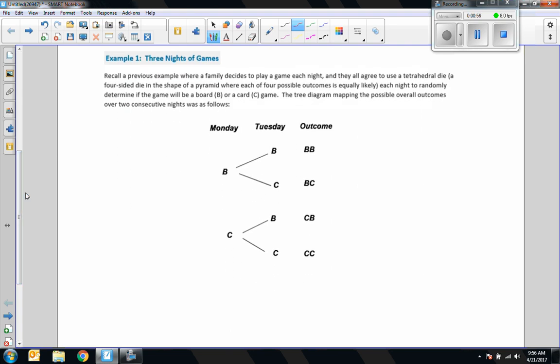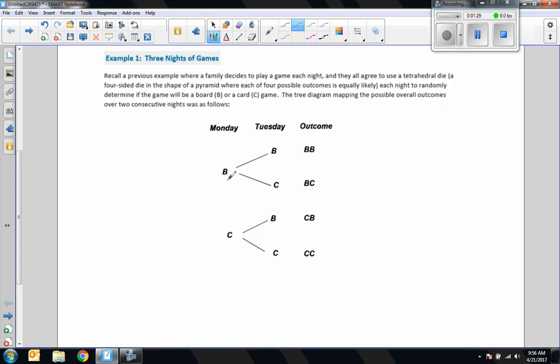Three nights of games. Recall a previous example from the previous video where a family decides to play a game each night, and they all agree to use a tetrahedral die, a 4-sided die in the shape of a pyramid, where each of the 4 possible outcomes is equally likely. Each night, they randomly determine if the game will be a board game, B, or a card game, C. The tree diagram mapping possible overall outcomes over 2 consecutive nights was as follows.